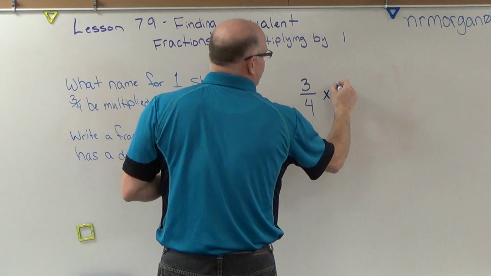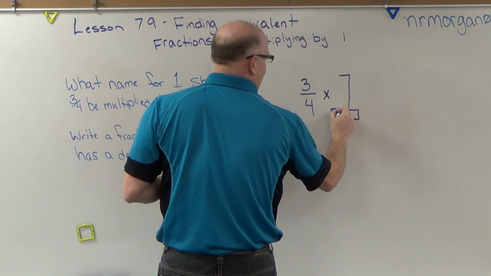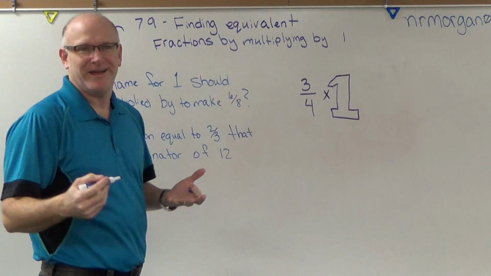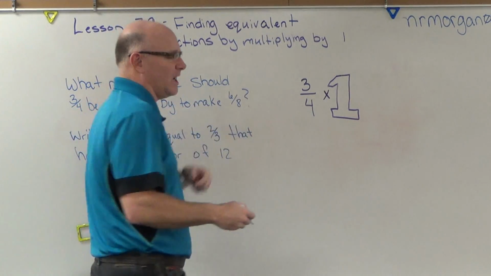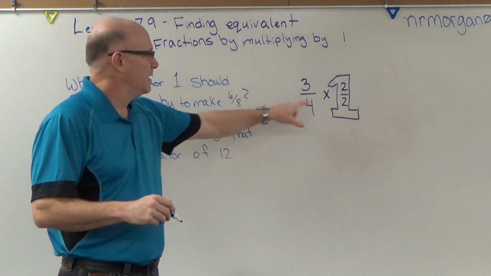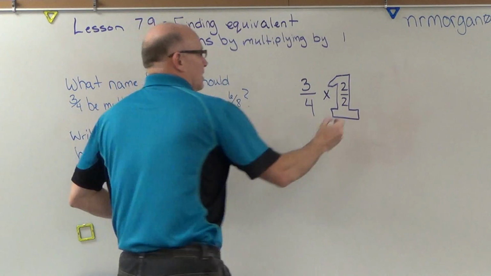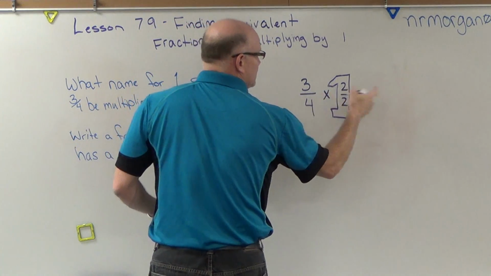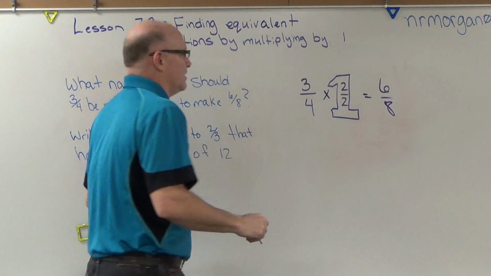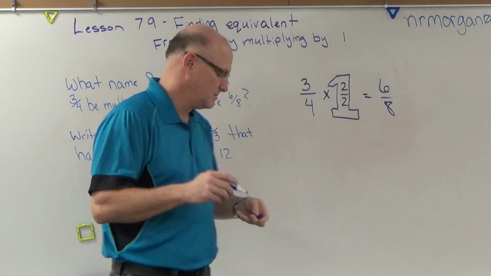So let's see if I can draw this. So if I did 3/4 times, say, 2 over 2. Now we know 2 over 2 is still equal to 1. So I have 3 times 2 is 6, and 4 times 2 is 8. So 3/4 is equal to 6/8. Does that make sense? Yeah?